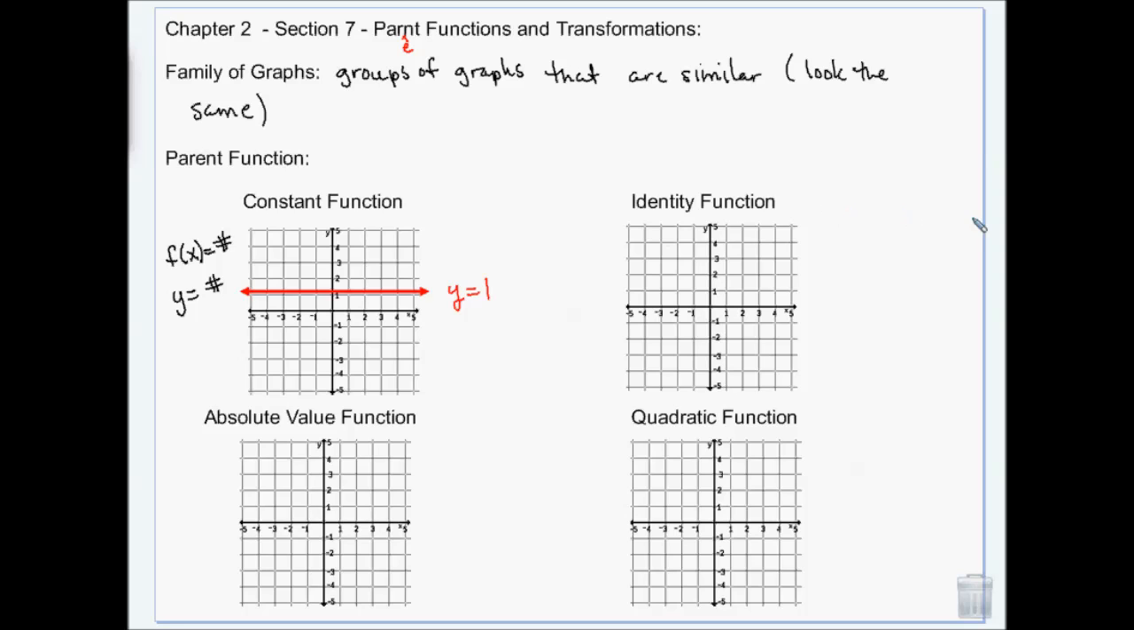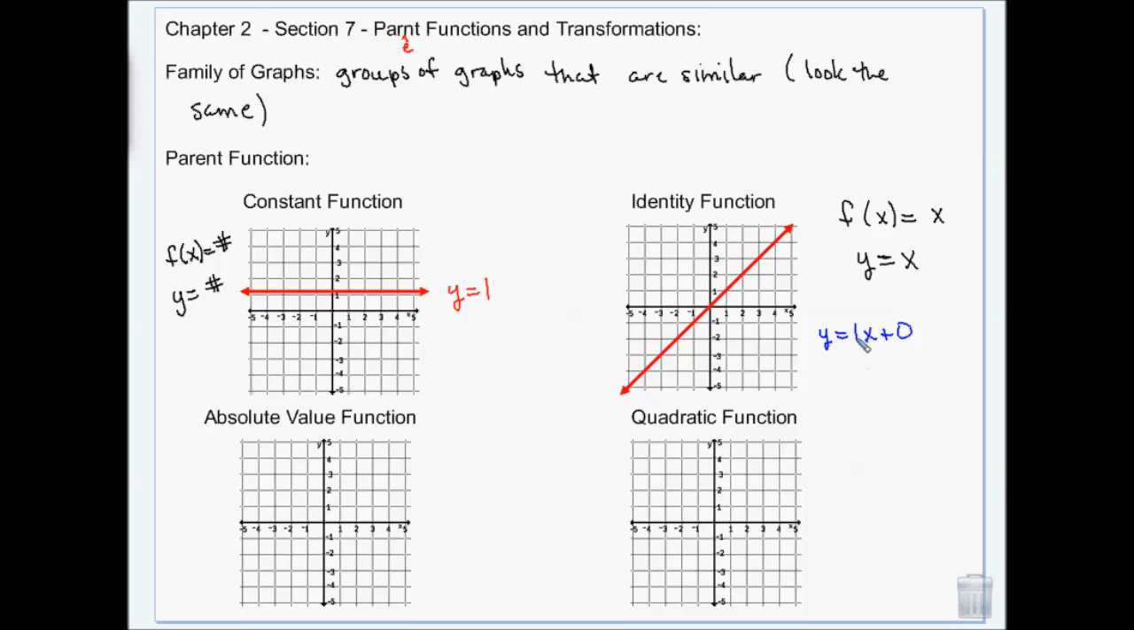Okay. The identity function is a linear function, and it's y equals x, or f of x equals x. And when that occurs, we get a straight line with a slope of 1 and a y-intercept of 0. So it's essentially y equals 1x plus 0. That's if you put it into y equals mx plus b and you had everything in there.